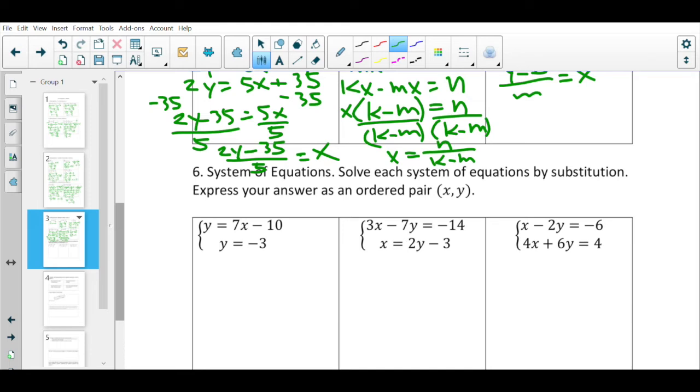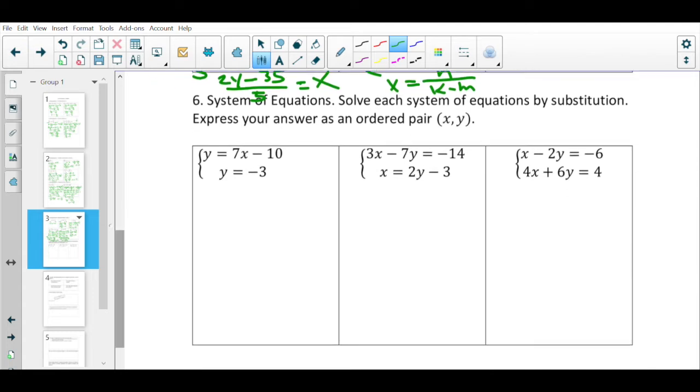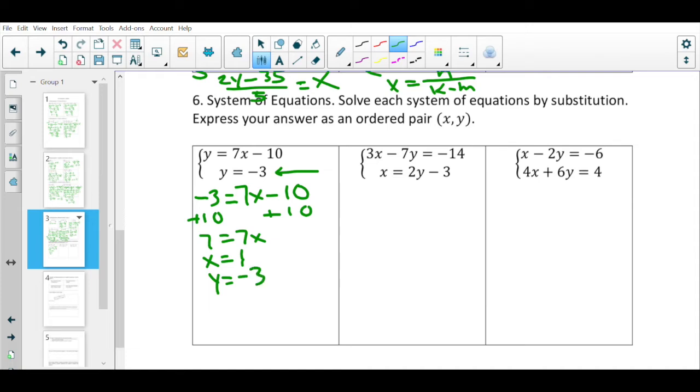System of equations. Solve each system of equations by substitution. Express your answer as an ordered pair. y equals -3. That one's already nice and easy for you, so let's plug y equals -3 into the other equation. -3 equals 7x minus 10. Let's solve for x. x equals 1. And we already know that y equals -3. So your solution is 1, -3 as a pair.